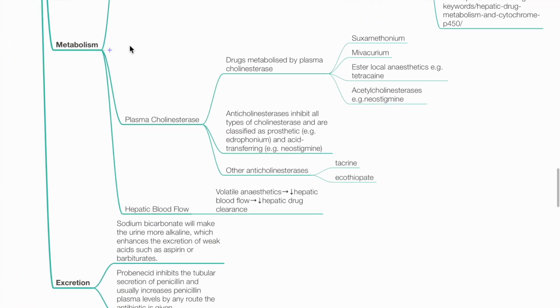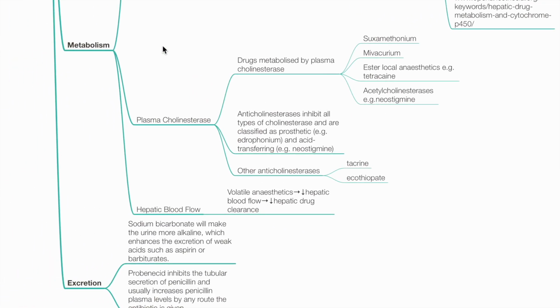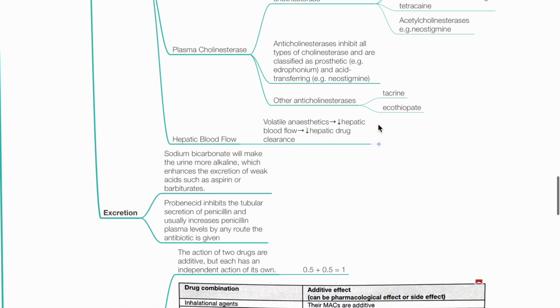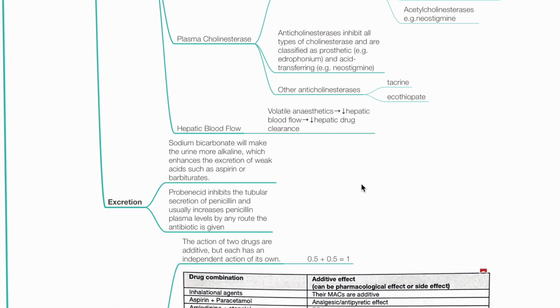Plasma cholinesterase. Drugs metabolized by plasma cholinesterase include suxamethonium, mivacurium, ester local anesthetics, and acetylcholine. Anticholinesterases inhibit all types of cholinesterases, thus prolonging the effects of drugs metabolized by plasma cholinesterase. Hepatic blood flow. Certain volatile anesthetics, such as sevoflurane, reduce hepatic blood flow, and this reduces hepatic drug clearance.